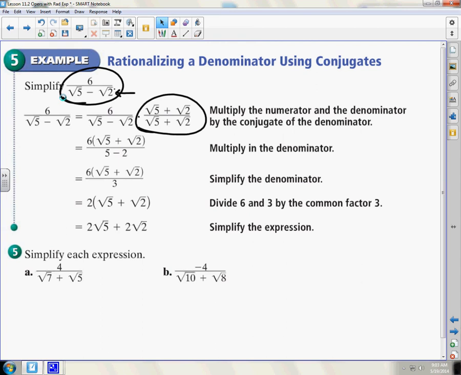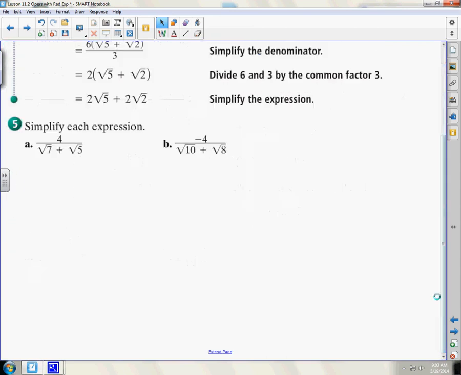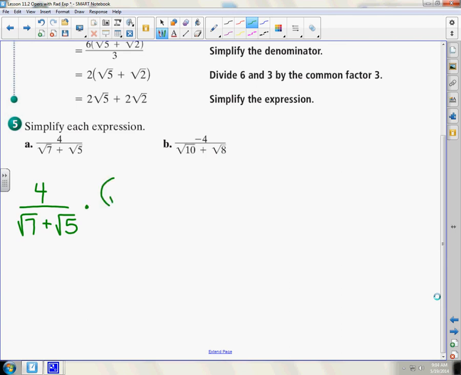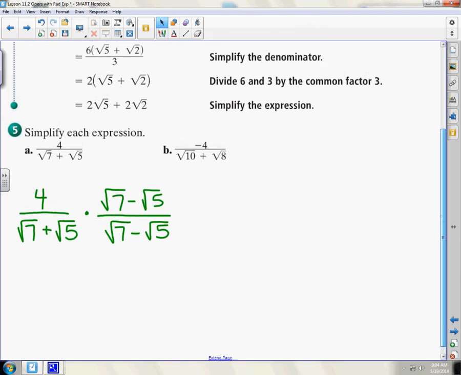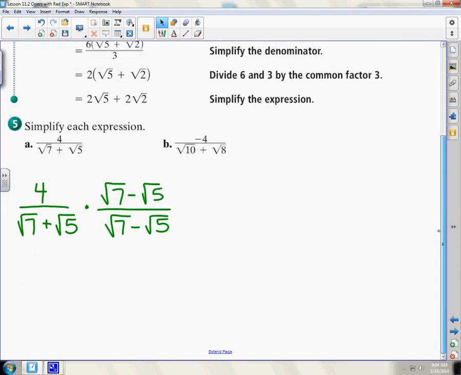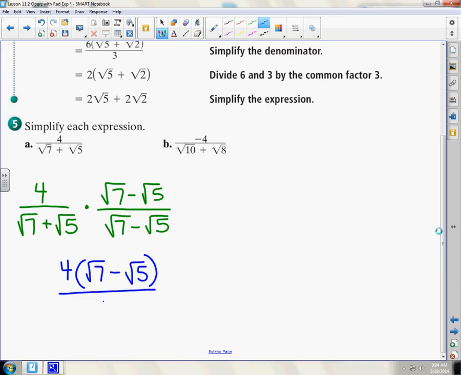Okay, so let's try an example. So I'm going to have 4 over the square root of 7 plus the square root of 5. And I'm going to multiply it by, I don't need parentheses, the square root of 7 minus the square root of 5 over the square root of 7 minus the square root of 5. If you remember, when you do that, you're just going to get 7 minus 5 in your denominator. So I will have 4 times the square root of 7 minus the square root of 5 over 2.